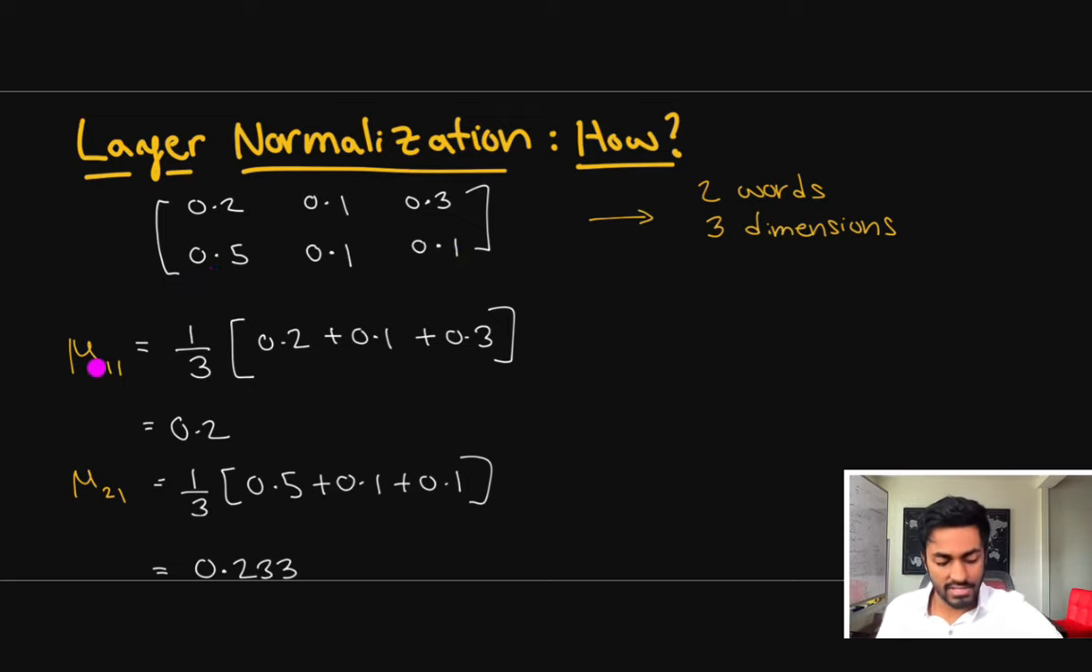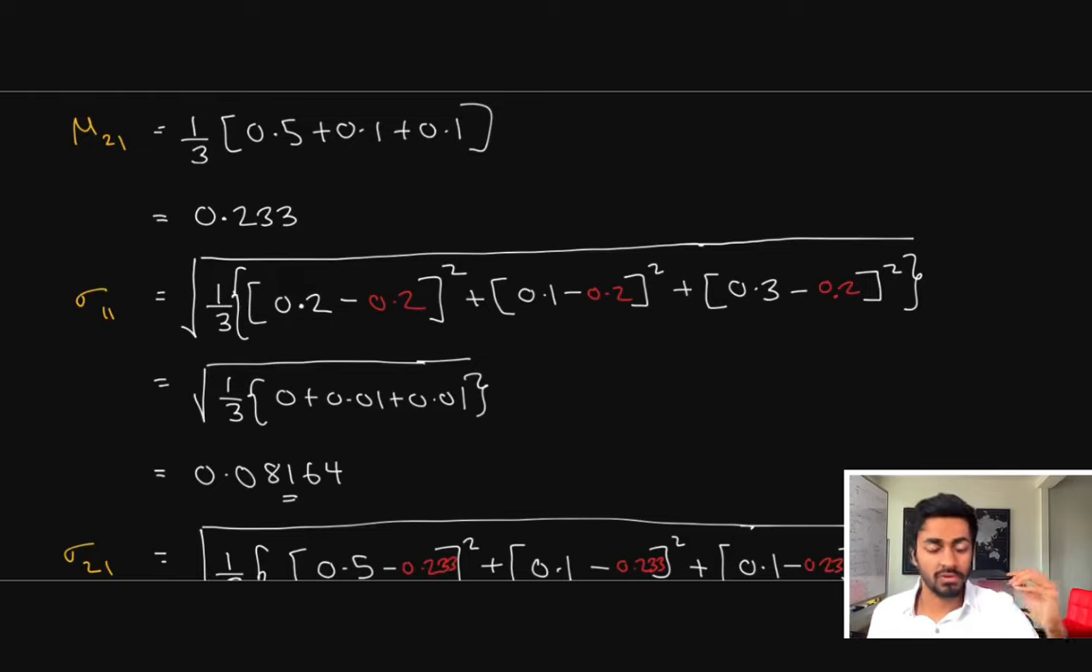The first mu 1,1, which will be the first part of the mean matrix, is just the mean of all of the embedding values here, and you'll get 0.2. Similarly, the mean of all of these values over here gives you 0.233. And now we can use these mu values in order to compute the standard deviation.